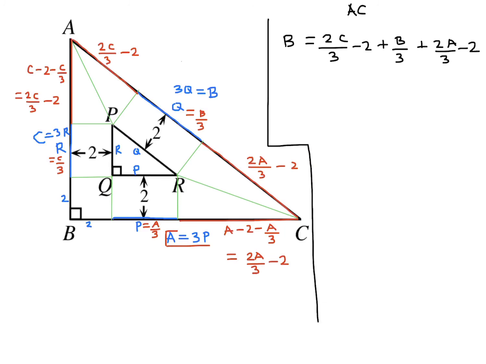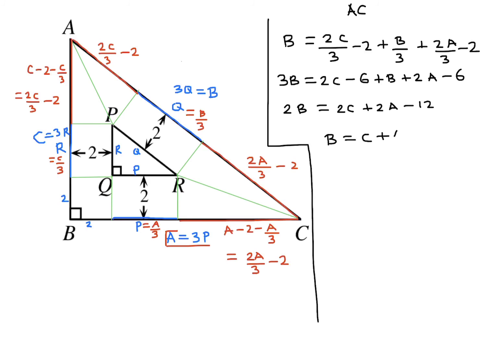So multiply through it all by 3. We get rid of the fraction. So we got 3b equals 2c minus 6 plus b plus 2a minus 6. And that would, let's see, the b's, that would become 2b, and then 2c plus 2a minus 12. Divide through by 2, and you get b is equal to c plus a minus 6. Okay? And that is a good relationship to have.